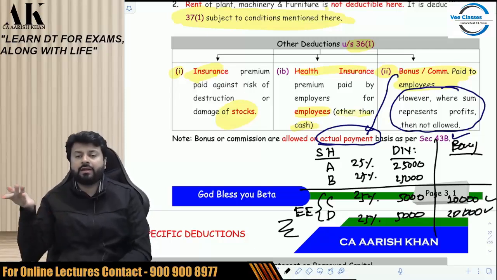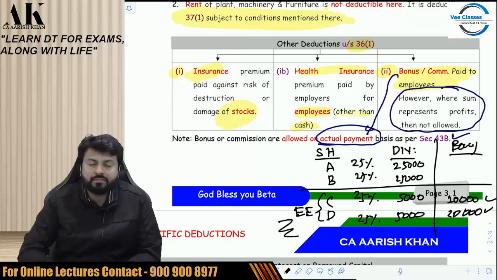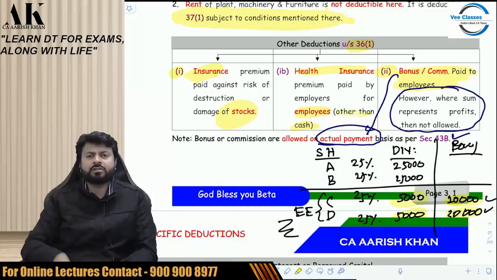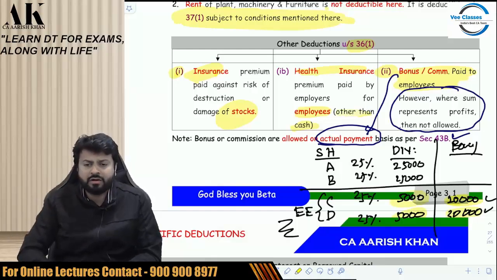We are showing the remaining 20,000 as bonus. Why? Because if I show this 20,000, this 20,000 and this 20,000 as dividend, then I will not get the deduction of dividend, because under income tax law, dividend is not allowed as a deduction because it's not an expense, it's an appropriation.